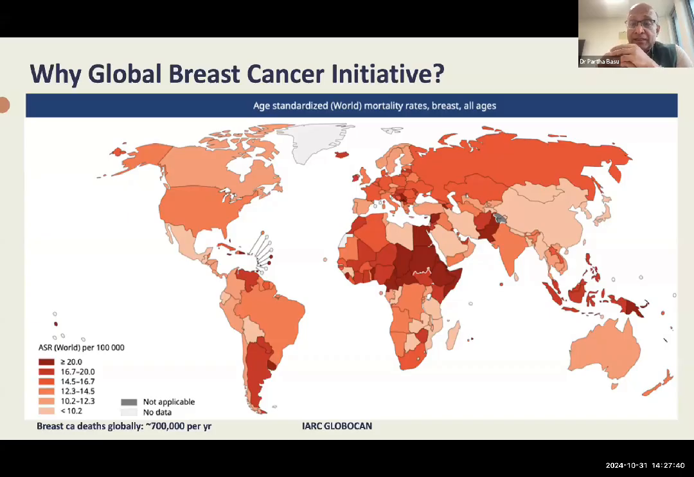And essentially, this is because of two reasons. Number one, late diagnosis of the disease. And number two, limited access to diagnostic and treatment facilities. And we have to keep in mind that breast cancer is eminently treatable, especially if it is detected at stage 1 or stage 2. The 5-year survival can exceed 90%. Even then, more than 60% of the deaths, unfortunately, are happening in the low and middle income countries where the breast cancer incidence is still low.